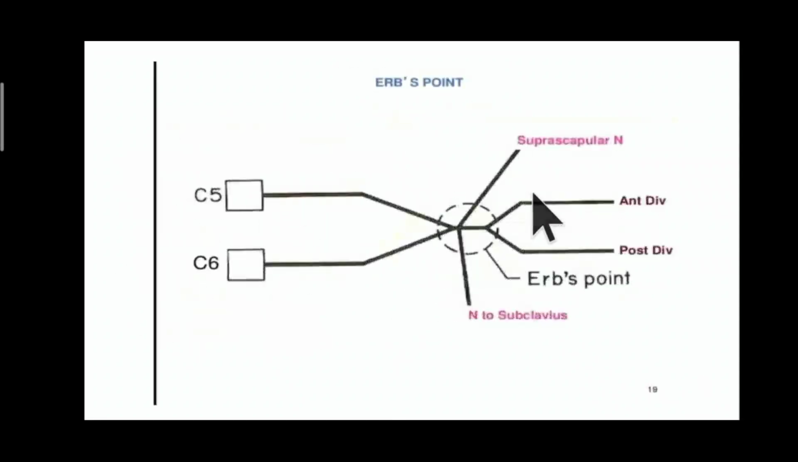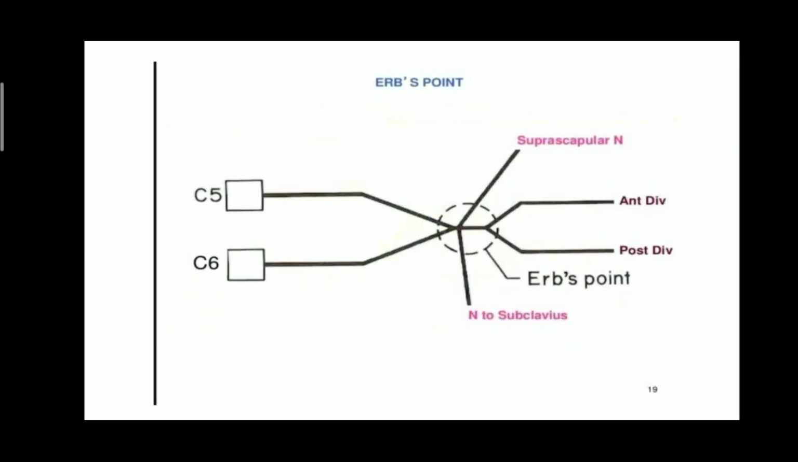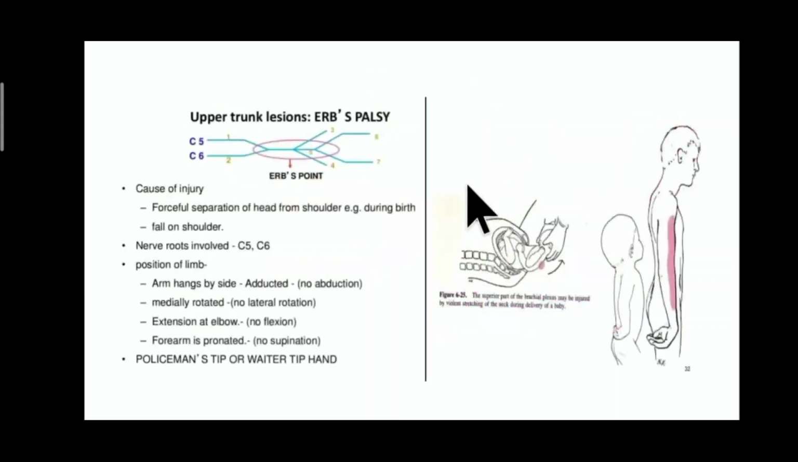Coming to clinicals, now I will discuss Erb's point. This Erb's point is nothing but a junction of nerves formed by C5, C6, suprascapular nerve and nerve to subclavius, and the anterior and posterior divisions of the upper trunk. This point is called Erb's point, where six nerves form a junction. So any damage to this point causes Erb's paralysis, also called Erb's palsy.